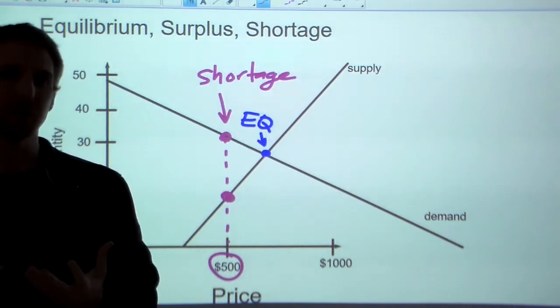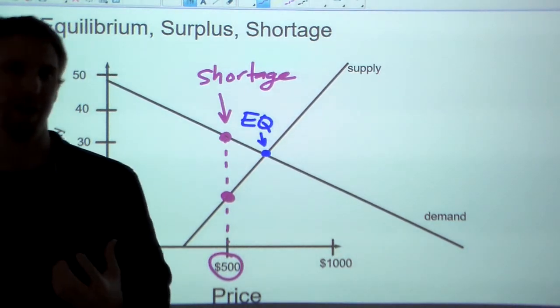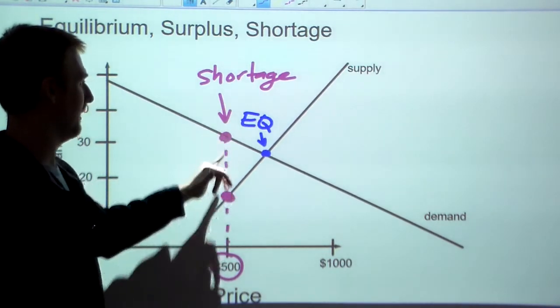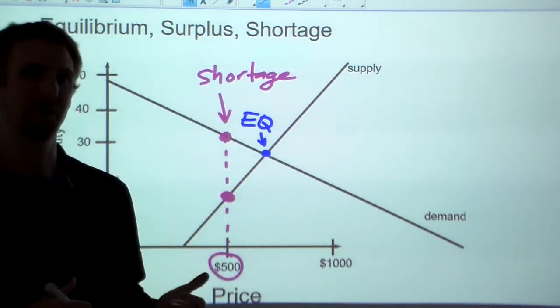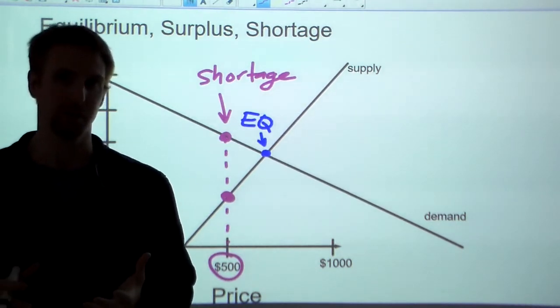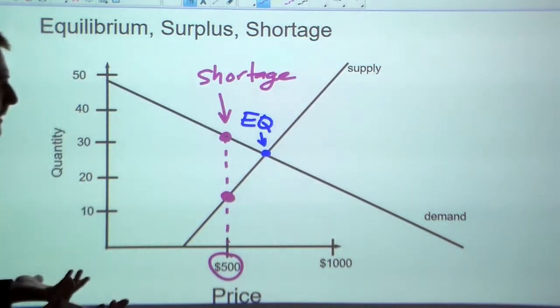So if that was the going price, let's say this phone came out at $500. Well, that means you've got a lot of people that are willing to pay it, but not that many stores willing to sell it at that price. And that's why you would see a shortage. You wouldn't be able to find this phone. It would be really difficult to find. And the price is going to go up.